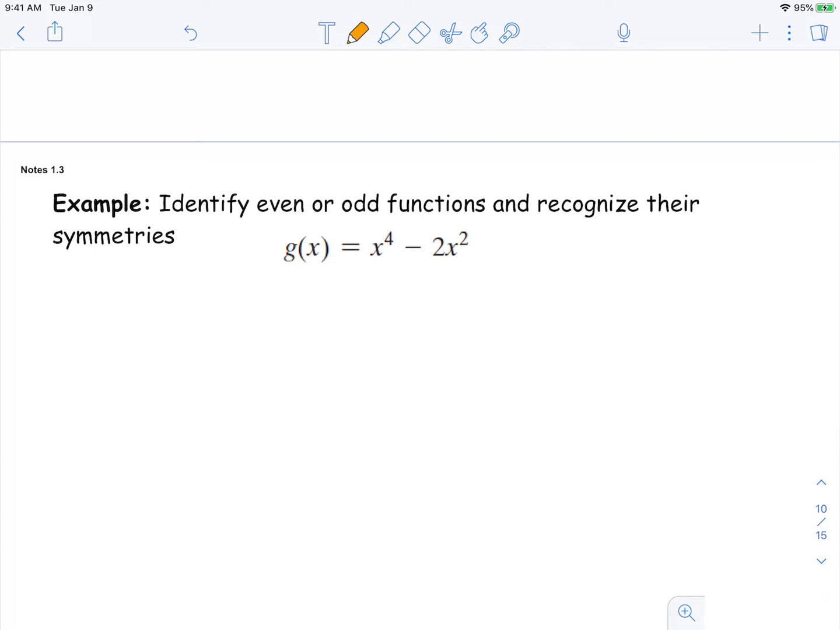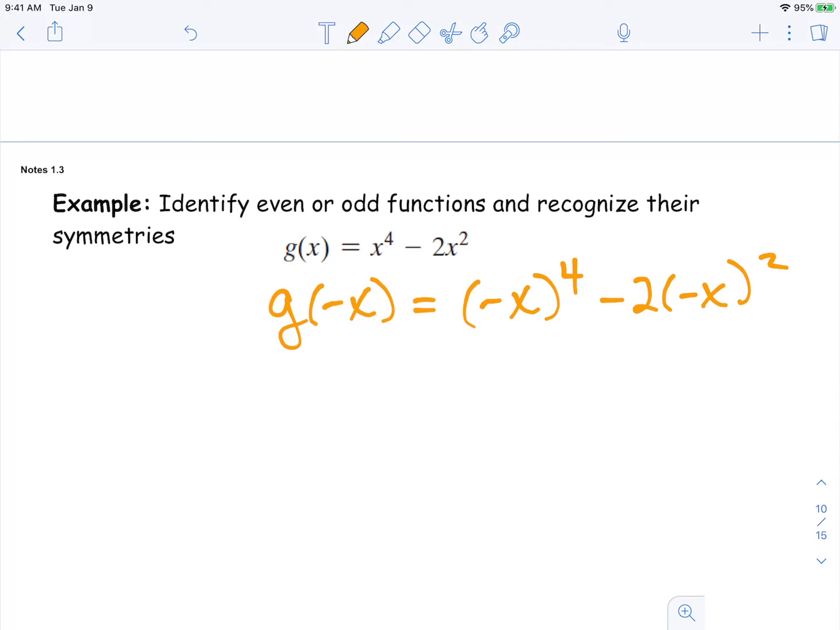Here's another example. G of x. Evaluate the original function for negative x. Negative x times negative x times negative x times negative x is positive x to the fourth. Go to the next term, negative x times negative x is positive x squared. And we have a negative 2, so it's negative 2x squared.